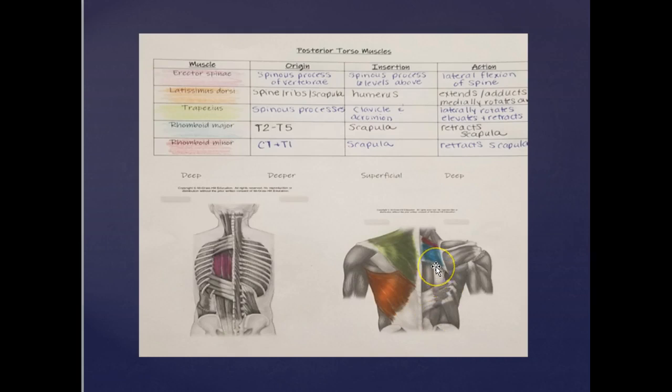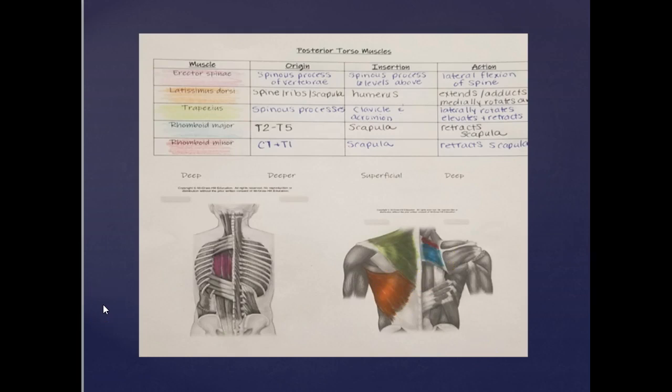And then finally we have the two rhomboid muscles. So the rhomboid major is in blue, the rhomboid minor is in that red strip right there. The major is going to attach on the lumbar vertebrae 2 through 5, and it's going to move your scapula. It helps retract your scapula. And the rhomboid minor is going to anchor on to C7 and T1. It is also going to move your scapula, and it also retracts it. So they both kind of work together. Easy to remember, major is bigger than minor.